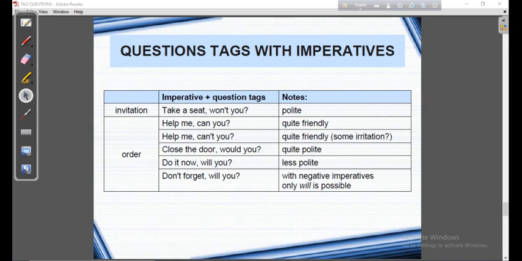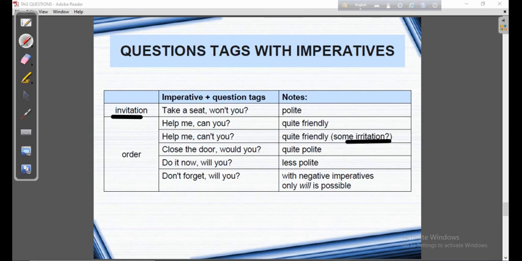If the imperative sentence expresses an invitation, then it will be "won't you". You may write "will you", but it will be a problem. Like "Take a seat." It's a polite request. Take a seat. Won't you? Help me. Can you? Quite friendly. Help me. Can't you? Some irritation. Suppose I'm expecting help, but you are not giving me the help, so I have got irritated.